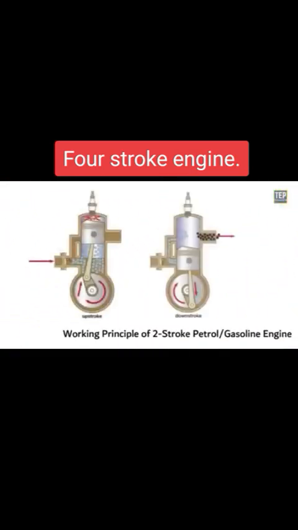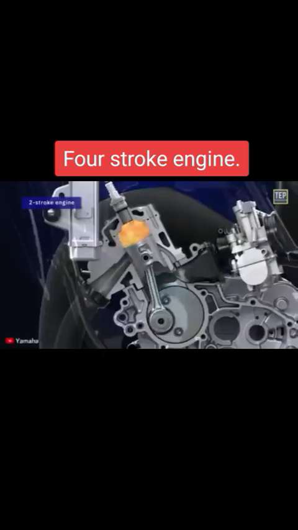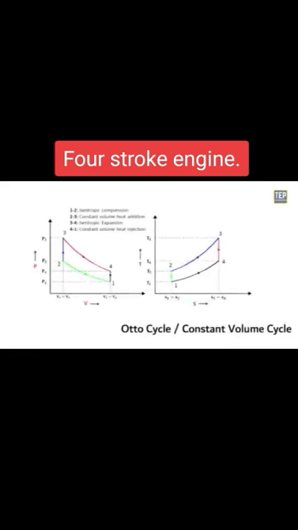Working of a two-stroke petrol engine. The two-stroke engine requires one revolution of the crankshaft, or two strokes of the piston, to complete the cycle of events. The two-stroke petrol engine also works on the principle of the Otto cycle.